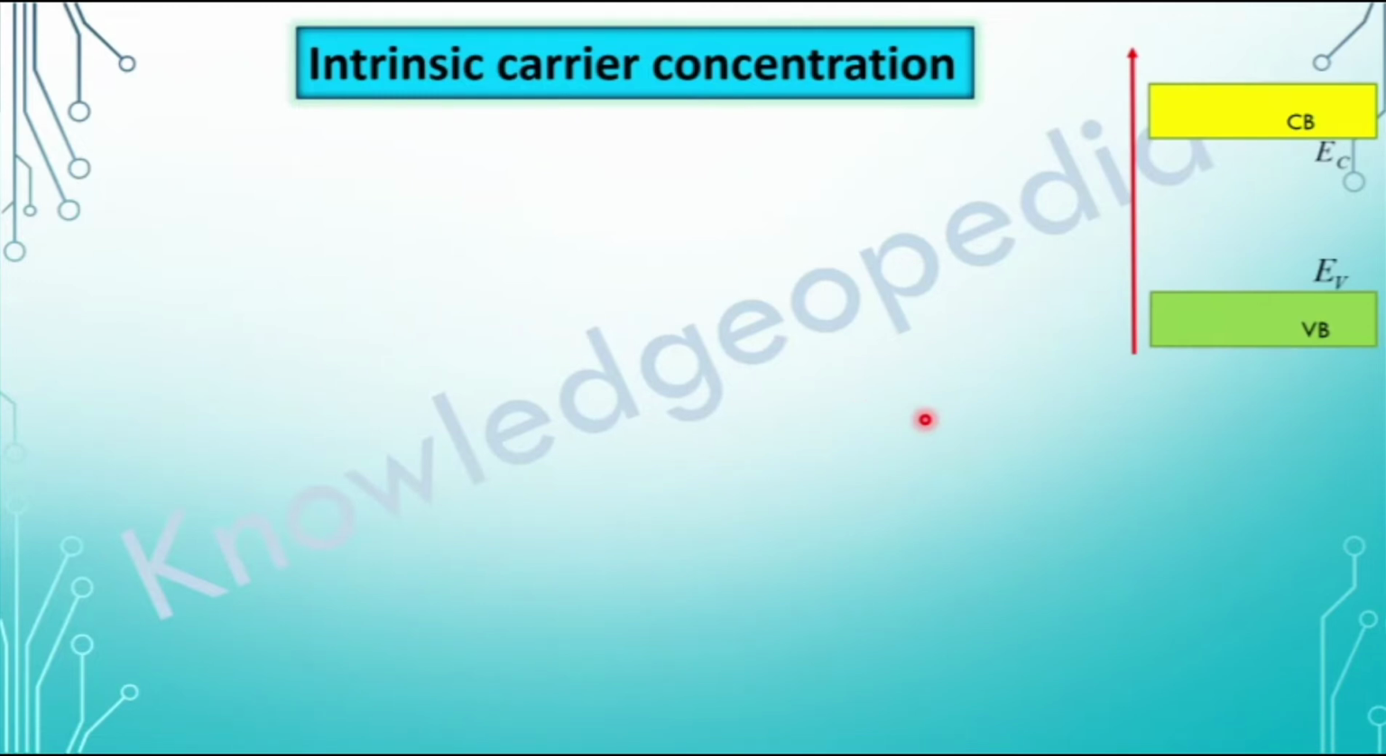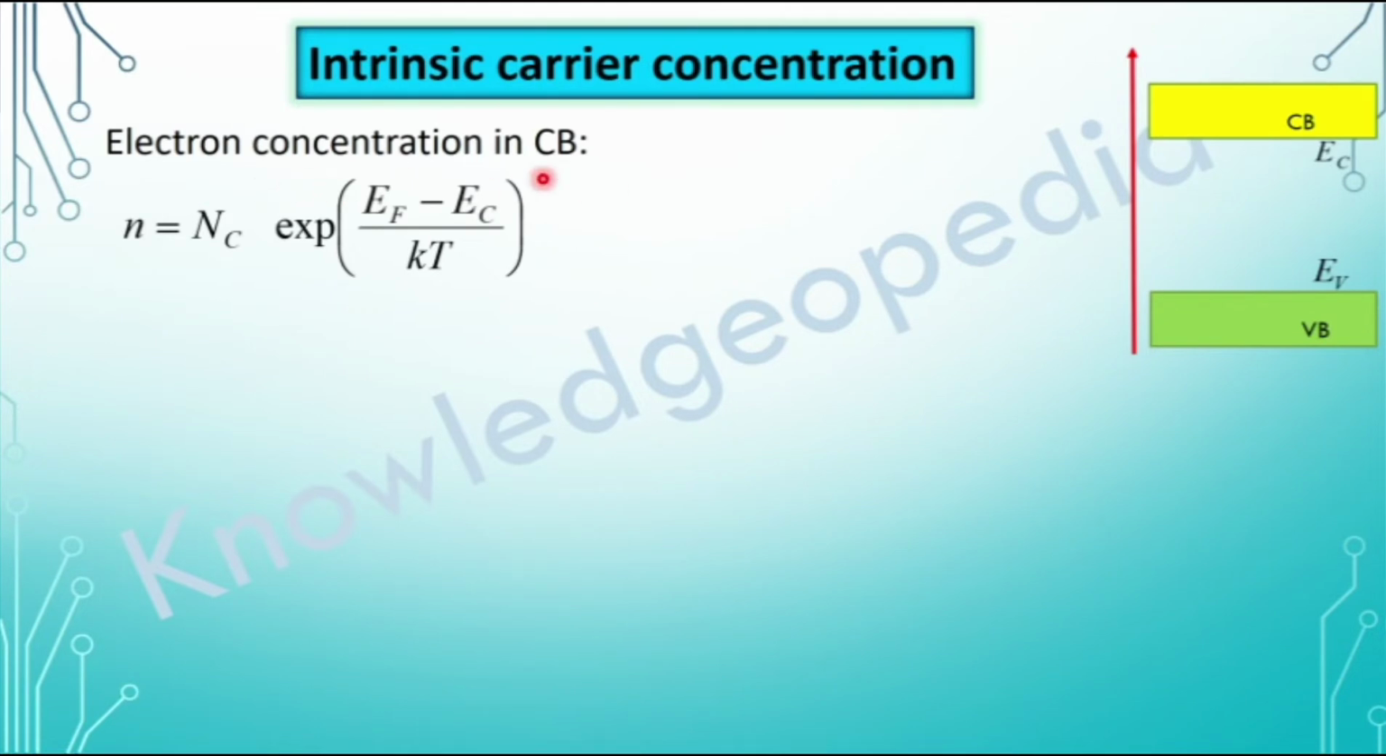In some of our previous lectures, we have derived the expressions for hole concentration in the valence band and electron concentration within the conduction band. Let us just see what those expressions were. The electron concentration in conduction band is N, given as Nc exponential Ef minus Ec by kT, where Nc is a constant, Ef is our Fermi energy, Ec is the bottom of the conduction band, k is Boltzmann constant, T is temperature in absolute scale.